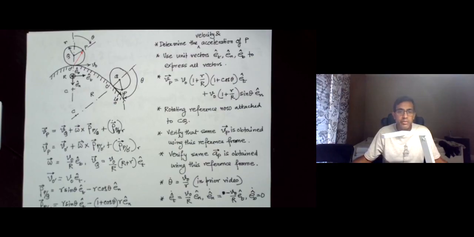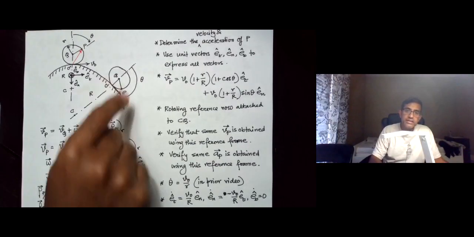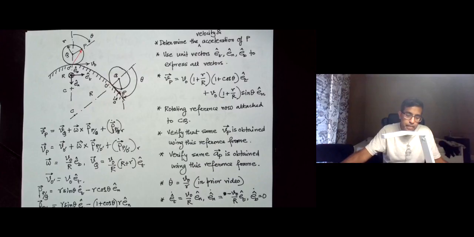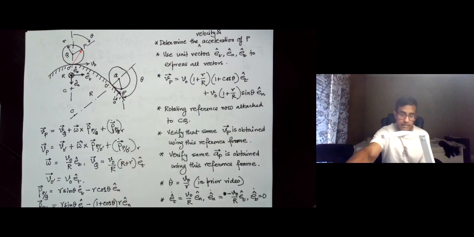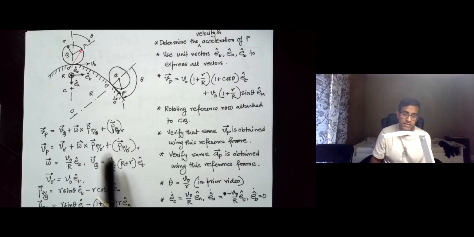So in this video we are going to continue the discussion on the problem that is shown here, or the system that is shown here. The system consists of a surface which has varying radii of curvature, and there is a disk that is rolling without slipping on this surface.